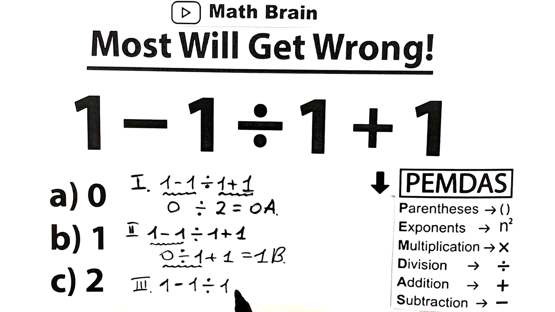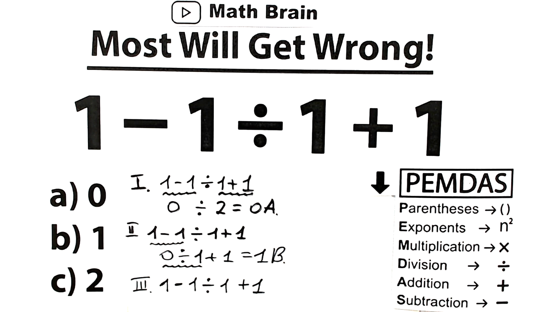1 minus 1 divided by 1 and plus 1. Okay, so here's our challenge, and let's solve it according to PEMDAS. PEMDAS works from the top to the bottom. So first we should evaluate the expression inside parentheses, then we should evaluate exponents, then multiplication and division group, and addition and subtraction in the end. In conclusion, addition and subtraction.